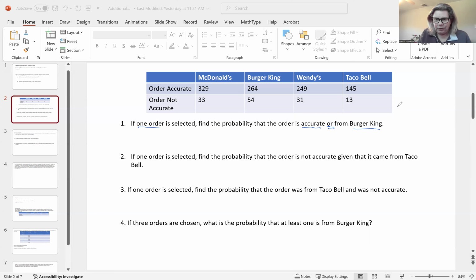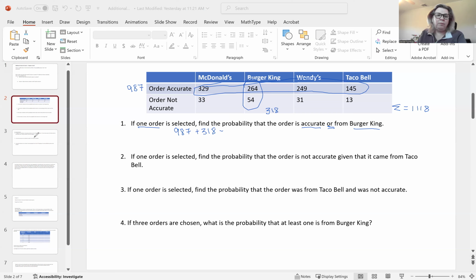So again, I kind of went through and did this. So the total of all of the orders is 1,118, adding up everything. So I want the probability that it was accurate. So if I add up the accurate lines, I get 987. Okay, so there were 987 that were accurate, and that includes all of these. And then I want the ones that were from Burger King, which includes these. And that total is 318. I'm going to add the 318.